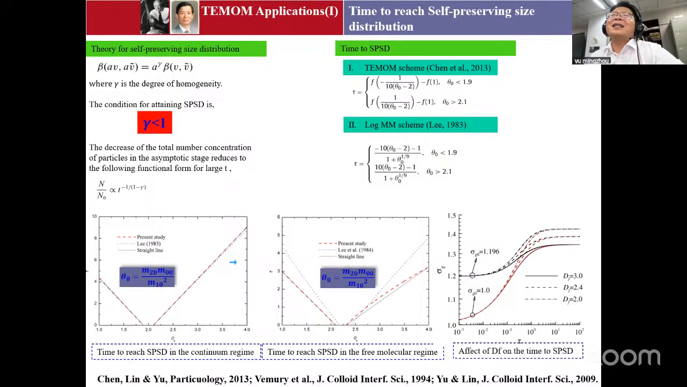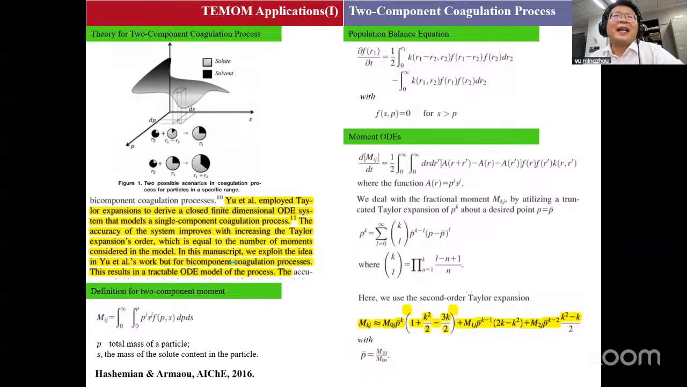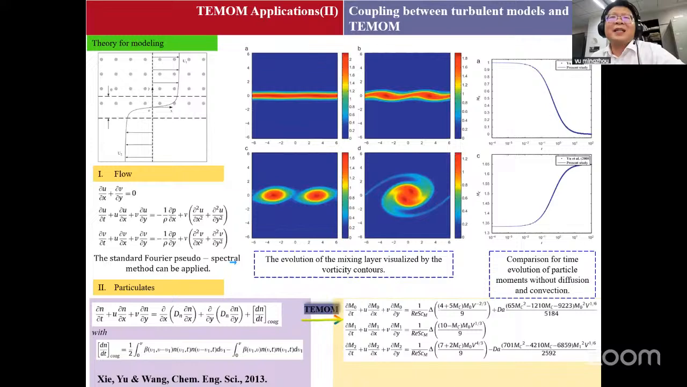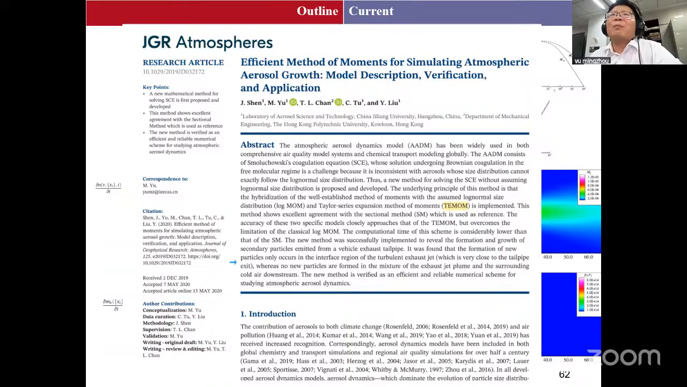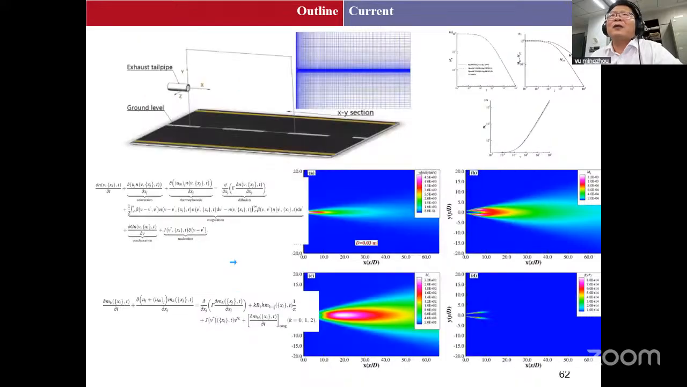We also studied the time to reach the self-preserving size distribution. This work was also studied first by Professor van der Linde and Professor Lee, and a professor from America also uses this method and developed it for a two-component system. Okay, so this is the work by coupling TEMOM and the Navier-Stokes equation for turbulent problems, and we also apply this method to calculate aerosol formation and subsequent exhaust. This is also our work published in JGR, and also for the gas occupation.